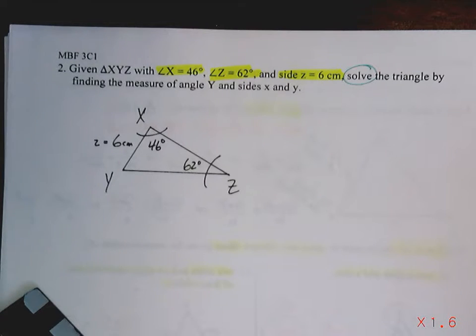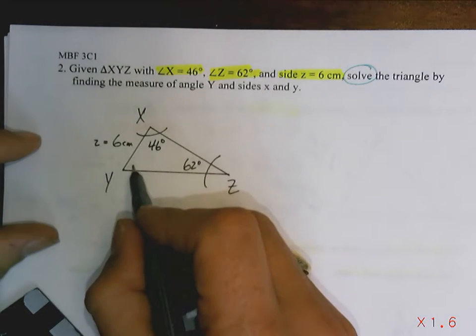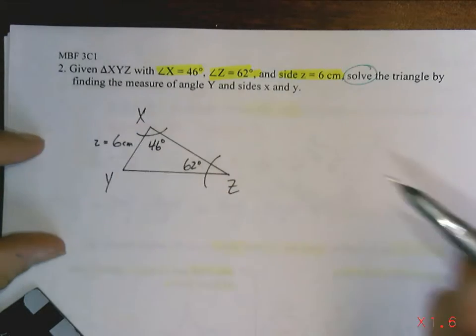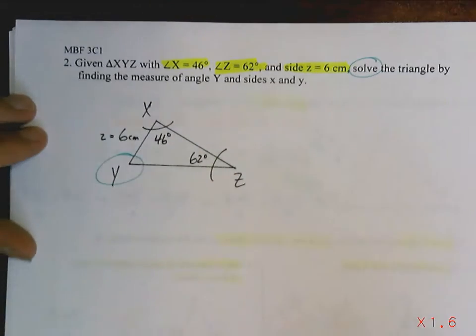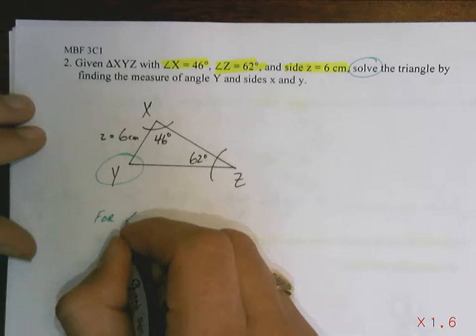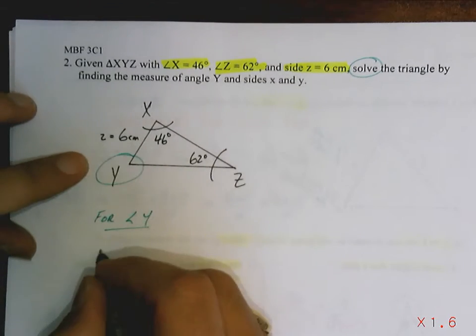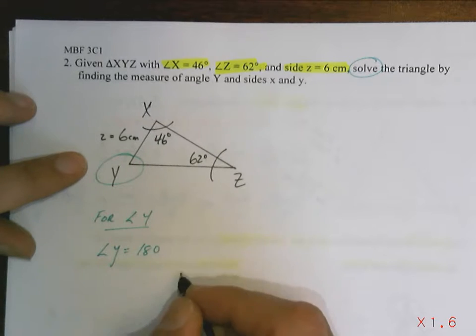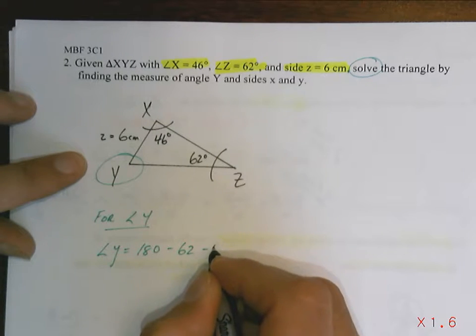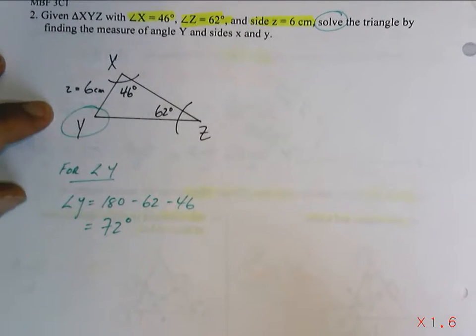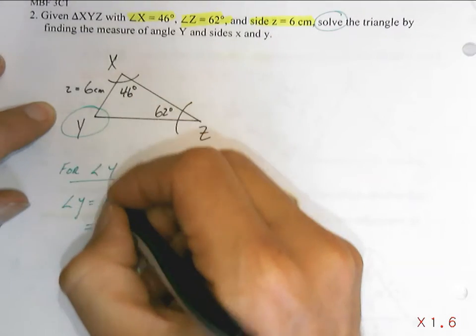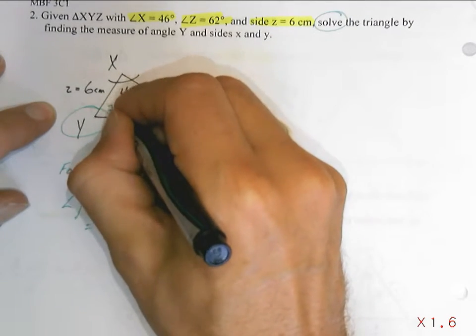Now it wants me to solve the triangle. So that means I'm going to have to find this angle, I'm going to have to find this side, and I'm going to have to find this side. Now the first thing that jumps out at me is finding angle y. Angle y is right there, and I'm thinking that's the easiest thing to solve for right now. So for angle y, it is going to equal 180 minus 62 minus 46. And that's going to be 72 degrees. So you're well on your way. You've got your first piece of information. You know that this is going to be 72 degrees.